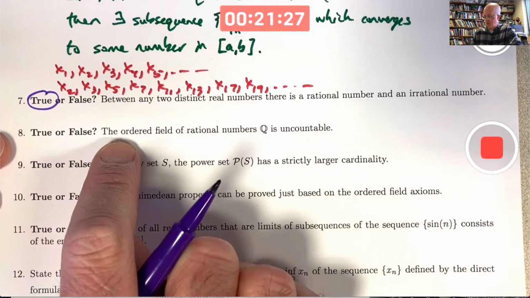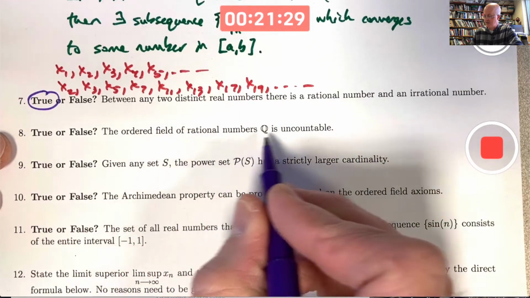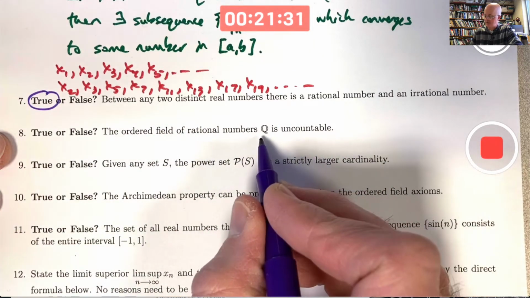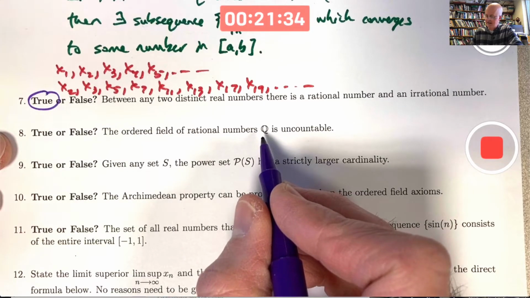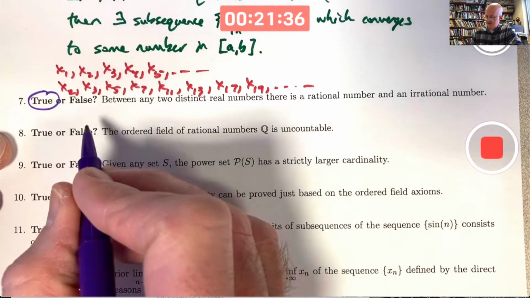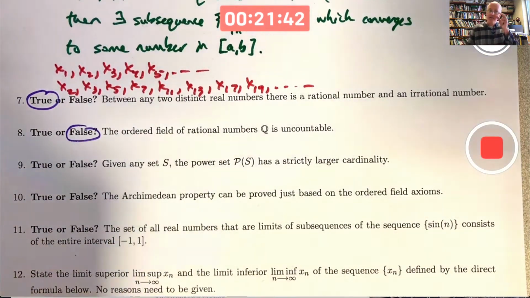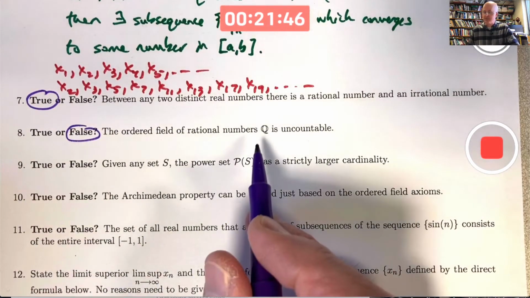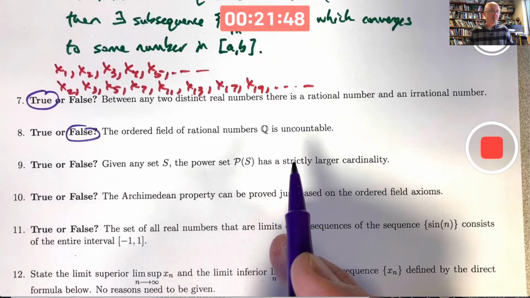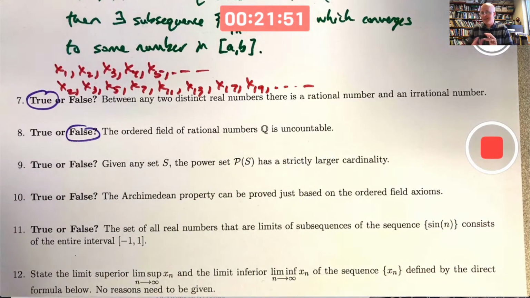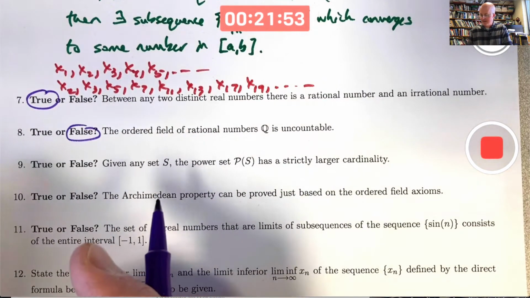And number 8 says the ordered field of rational numbers Q is uncountable. Q stands for the rational numbers, Q for quotient. That you should know is a false statement. It's countable, okay? It's a smaller size of infinity than the irrationals. If this was the irrationals being uncountable, it would be true. Again, I'm not really going to go into depth about that.